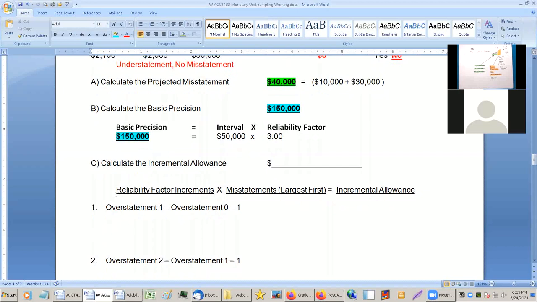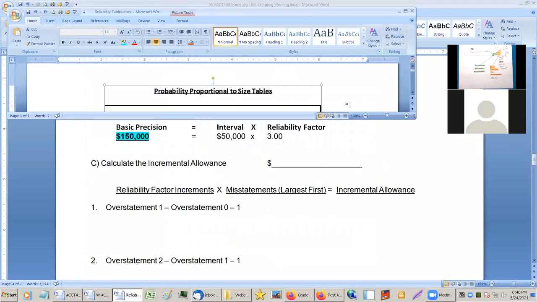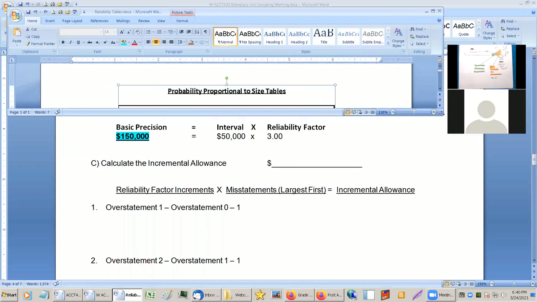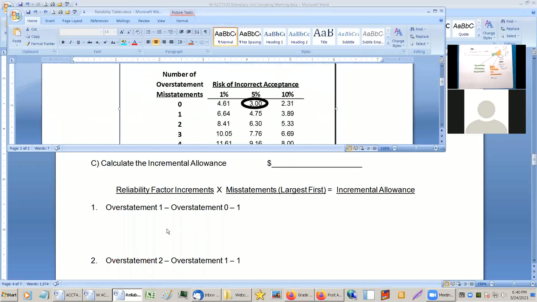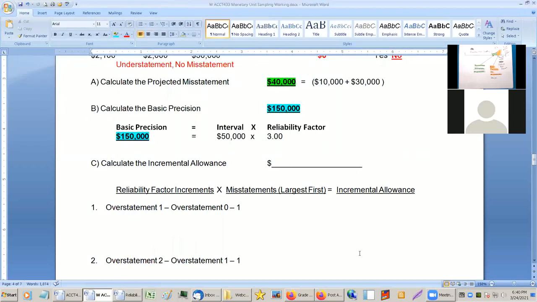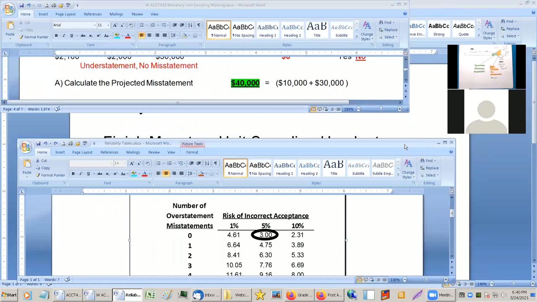Okay, reliability factor increments. These are the calculations we have to do. This is for the table I'll pull up. Maybe there's a way I can get them both on the same screen. I think I can do it. Okay, so what we do, I've got to think of something else. Oh, I know. If I do this, make this one small too. I grabbed the wrong one.